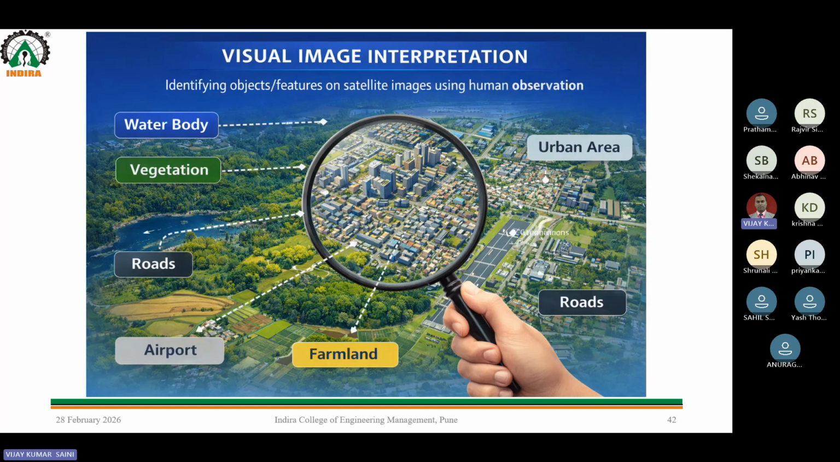Now, the next part is more or less a visual interpretation. Whenever you are collecting all this data, you will get some things, and finally you have to interpret what exactly you got from the data. When we say image interpretation, the data will be things like water bodies, vegetation, roads, airports, farmland, the urban area. So we identify all these things and interpret how and what exactly we can do with them.